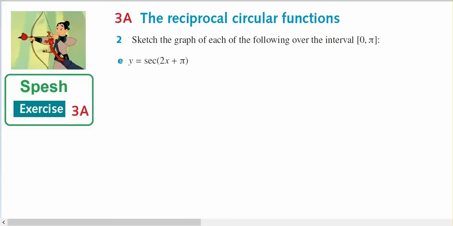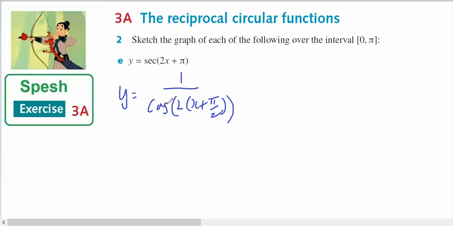This is for Year 12 Specialist. It comes out of 3A, question 2E, graphing a reciprocal circular function, the sec of 2x plus pi. Now what I would like to do is consider this as being 1 on the cos of 2x plus pi on 2.